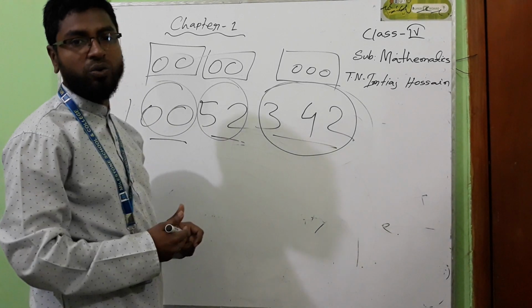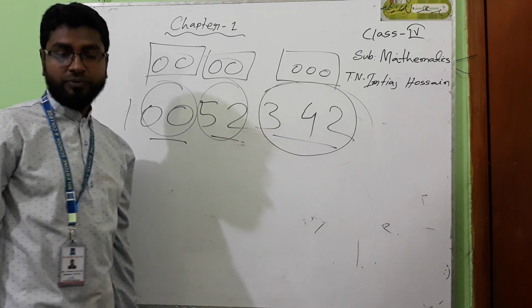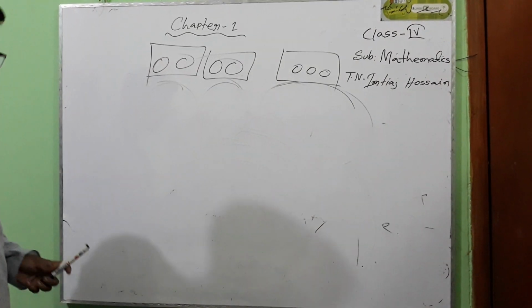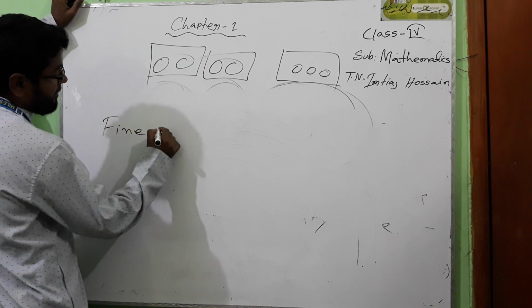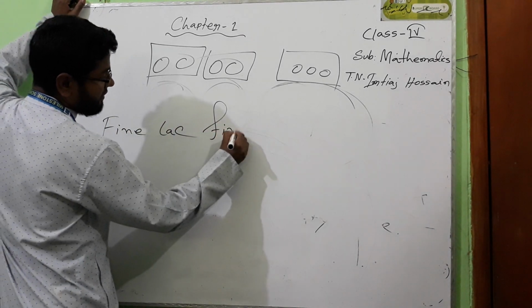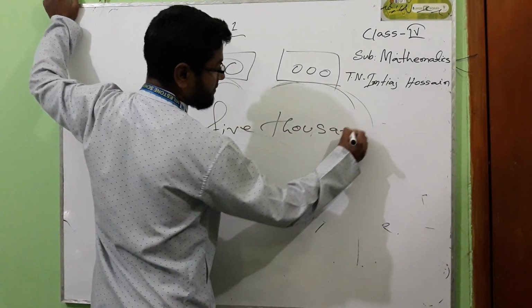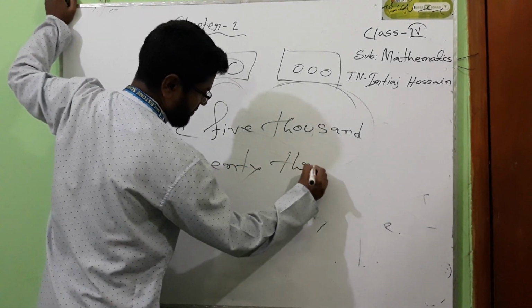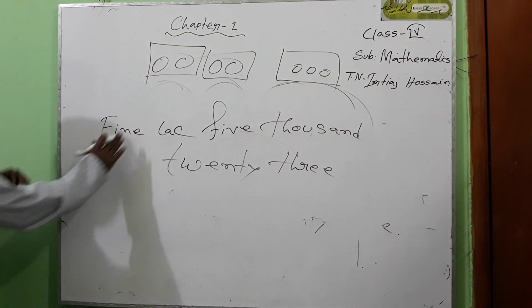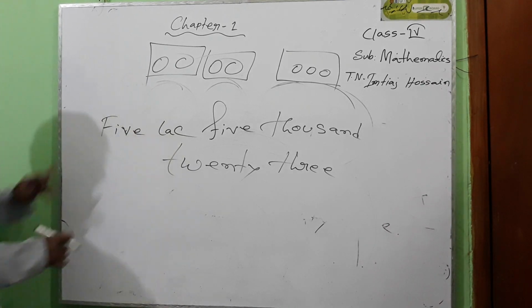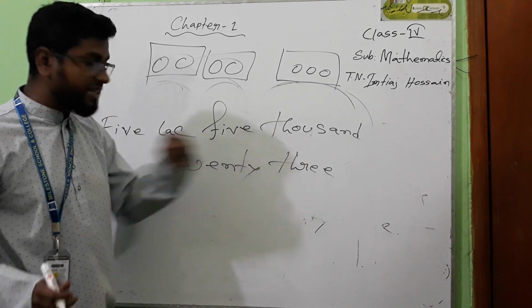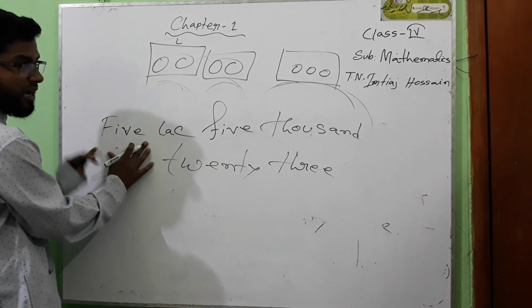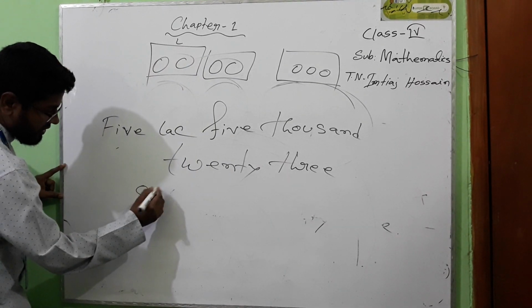Have you understood? Look, if you want to write a number in digits, how will I apply this technique? Follow me. 5,05,000. How to write? See this technique. 5 lakh. I know this is the lakh column. Lakh column 3 digits. 5 lakh. For writing 5, we need only 1 digit. That is 5.